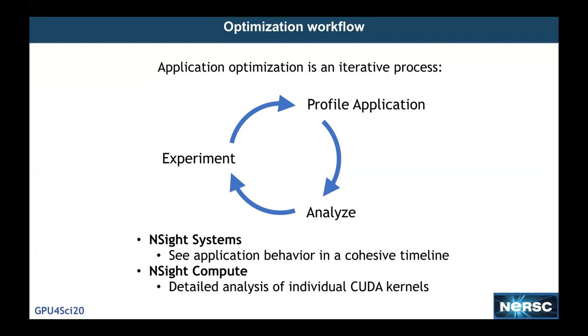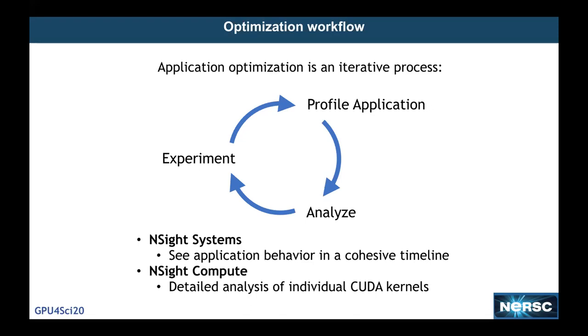We'll start by throwing up this diagram that you've seen a couple of times already. This is another incarnation of this optimization workflow diagram. You might follow a process like this where you profile your application and collect some data, and then you analyze this data and try to identify bottlenecks or kernels that aren't behaving as you would like them to. And then you try and tweak things in your kernel, and see whether these tweaks are actually changing the application behavior in the way that you desired.